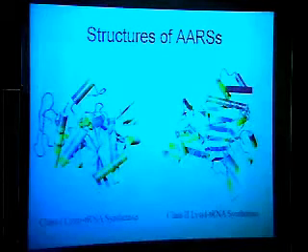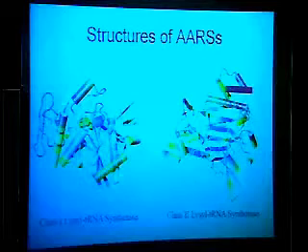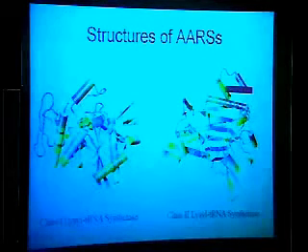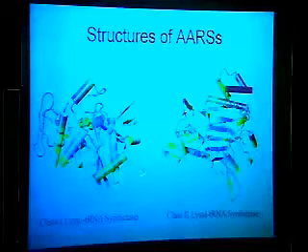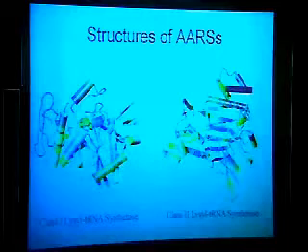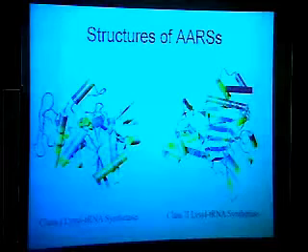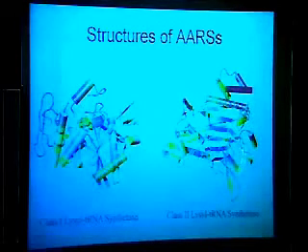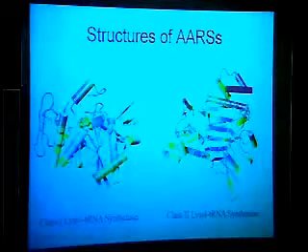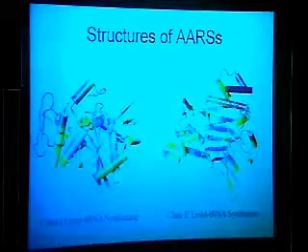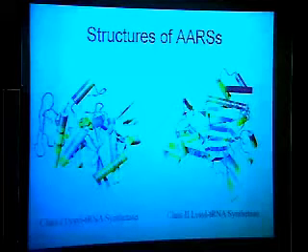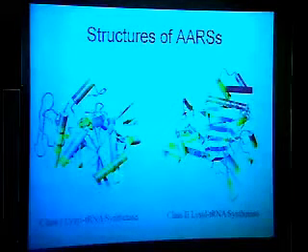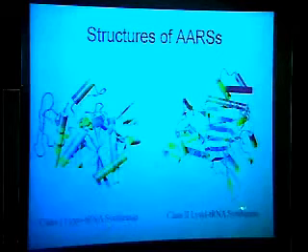These are the two structures for the class 1 and the class 2. I think you can see they are really different structures. This one is a Rossmann fold. This one has a novel fold. Besides class 2, there's I think only one other protein out there that has a similar structure to this. So they really don't look like they should be related to one another, but they actually do the exact same thing. They both load amino acids onto tRNA.